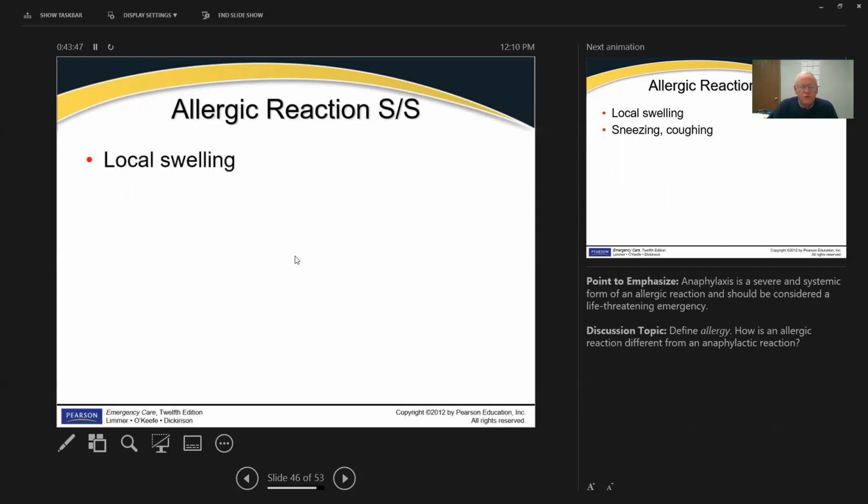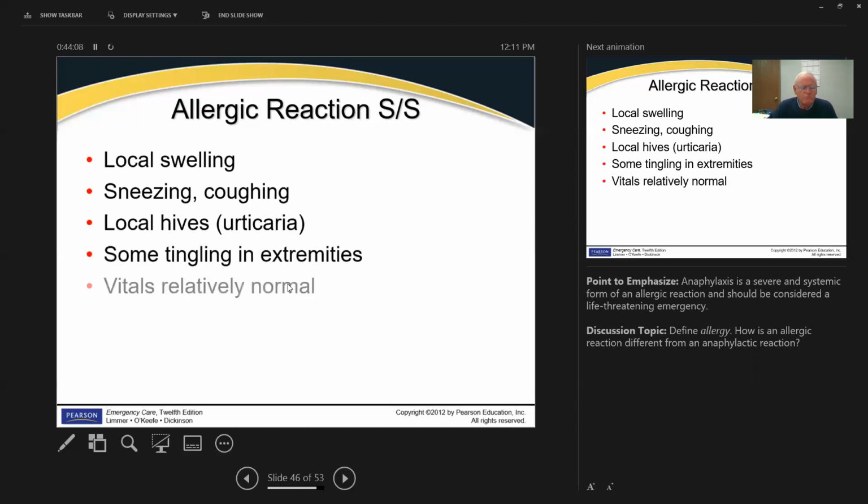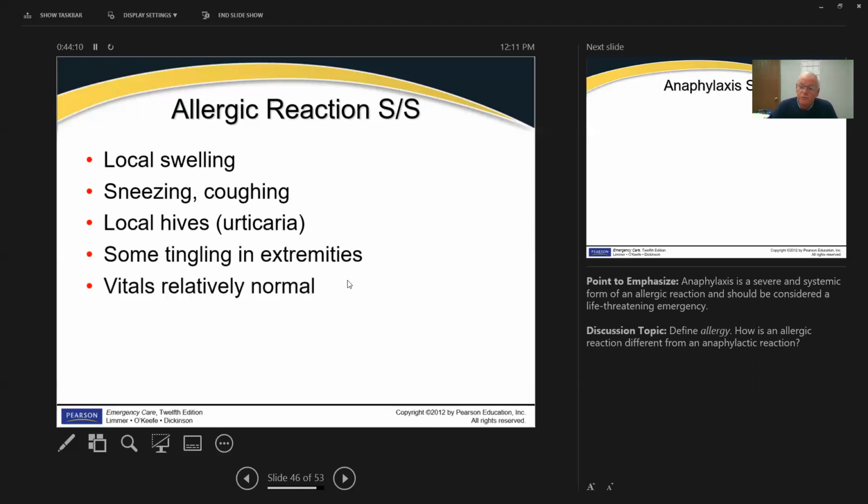So regular allergic reaction signs and symptoms, it could be local, so you get stung by a bee, it's going to swell up right there. If it's something that you inhaled, you could be coughing, you could be sneezing. You could also have hives. The medical term for hives is urticaria. I have a picture of that for you in a minute here. You could have some tingling in the extremities. The vital signs are going to be relatively normal, okay? You're just having this reaction happen. It's not messing up your body's system at this point.